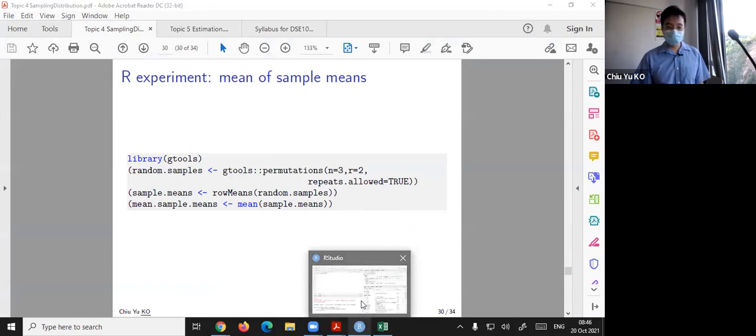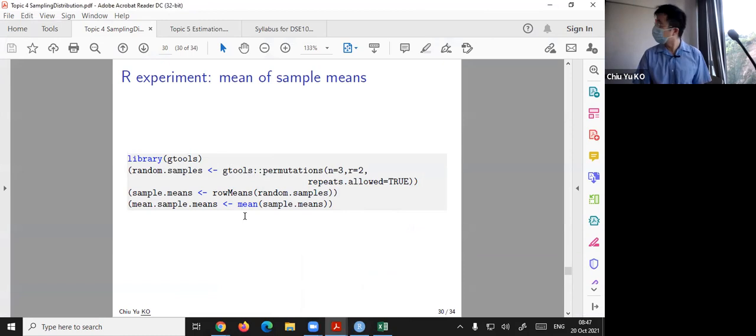Let me explain this slide first. We're using G2s. This G2 is a very useful group of tools for our purpose. What we're doing is called G2's permutation. You tell it that you're going to have 3 objects, 1, 2, 3. You pick up 2 of them, and then you do all the combinations of them.